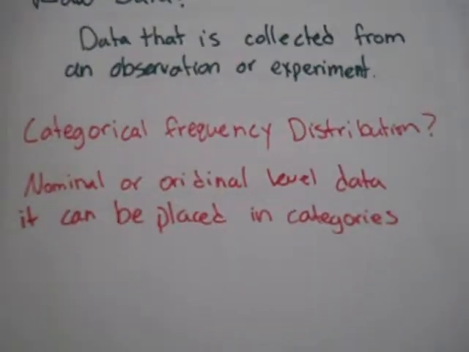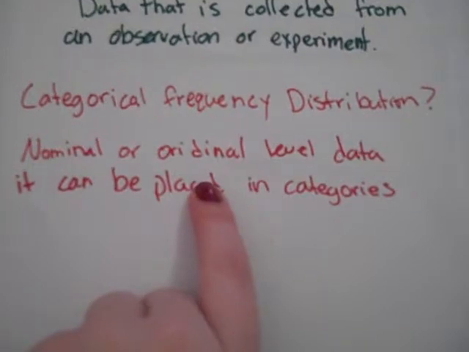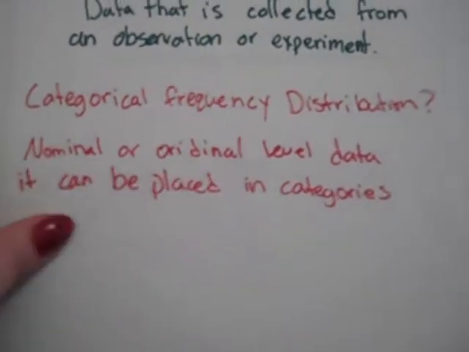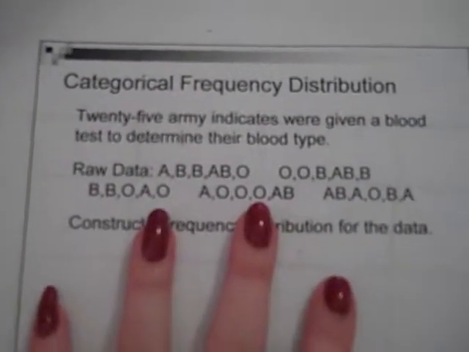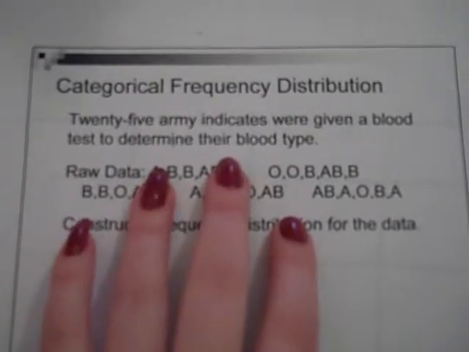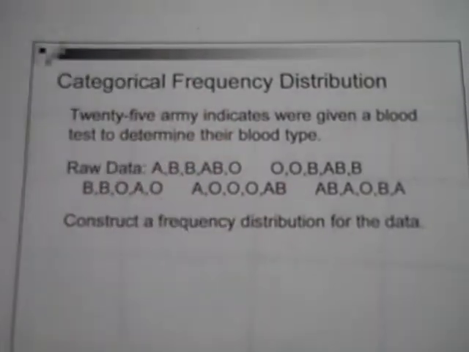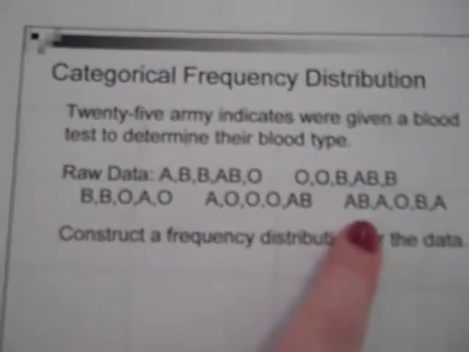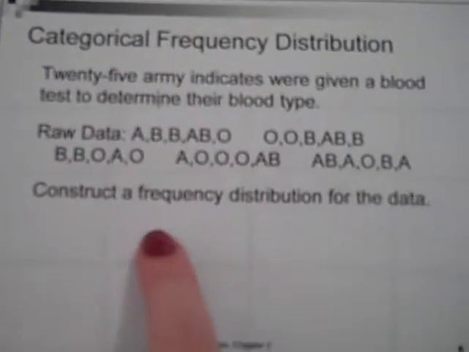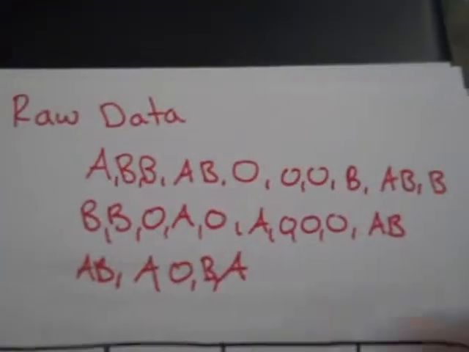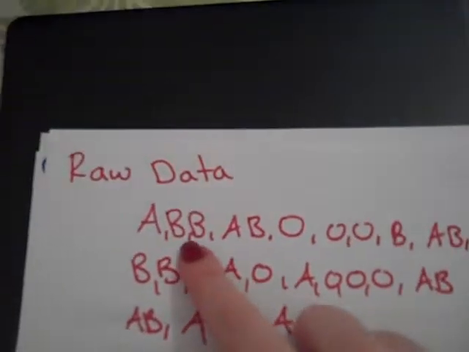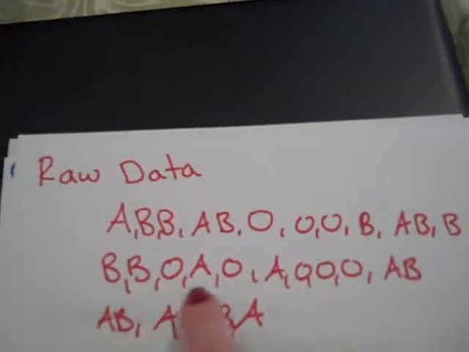What is categorical frequency? It's nominal or ordinal level data, and it can be placed in categories. What is categorical frequency distribution? Here's an example. 25 Army inductees were given a blood test to determine their blood type. Here is the raw data. So we're going to construct a frequency distribution for this data. In red here is all of the possible blood types.